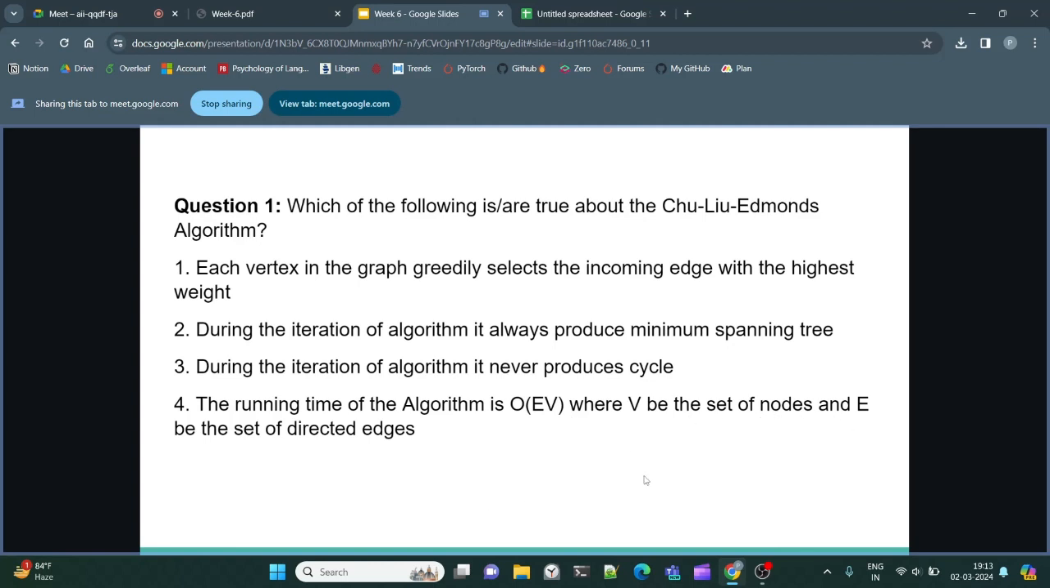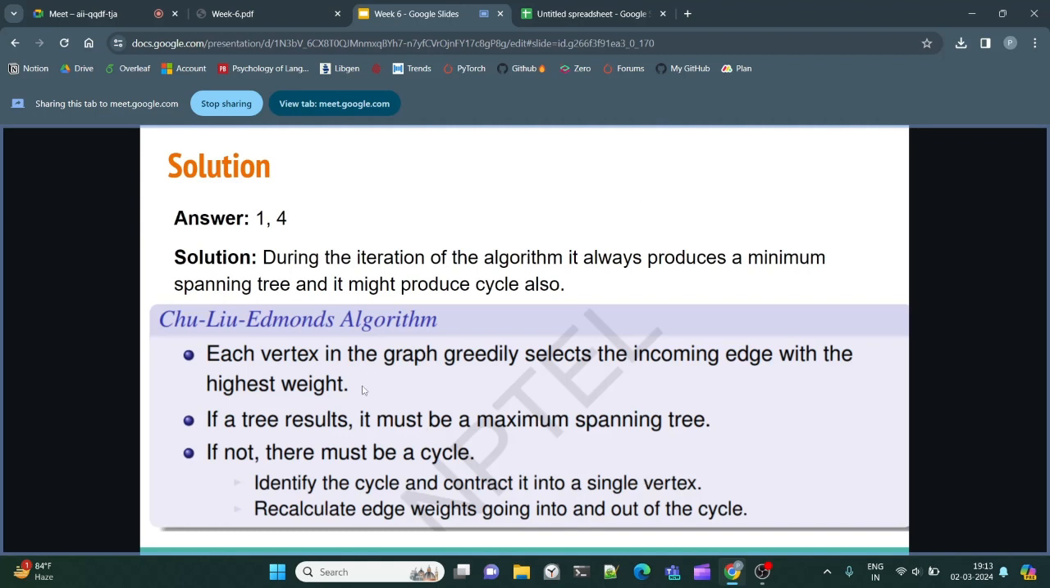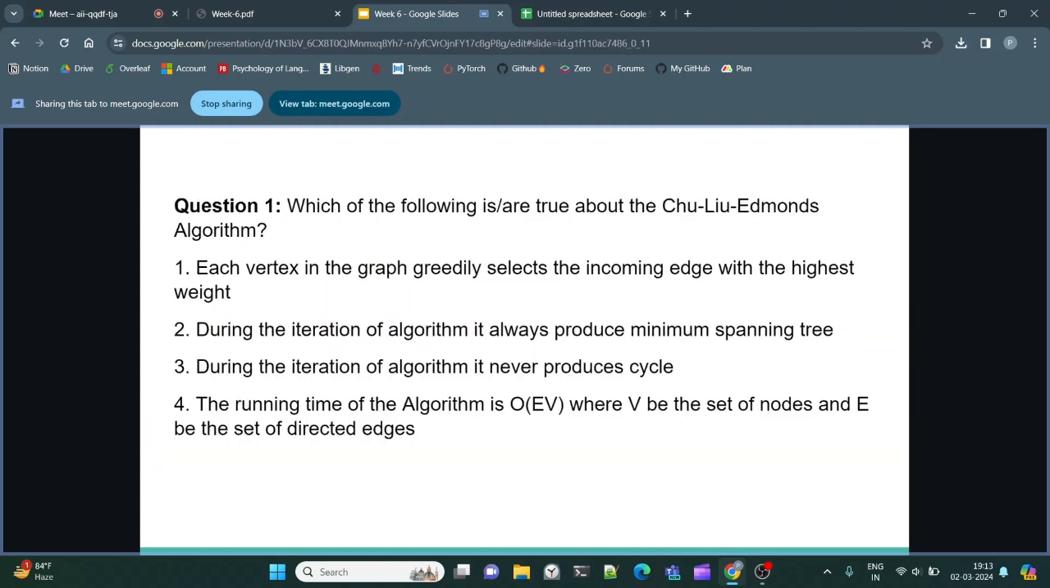So here, if we look at the first step, what we are doing for each vertex, we need to find the incoming edge which has the highest weight. So for each vertex, we need to go over all the edges that are present, and we need to find the one which has the highest weight. This is an order E time algorithm, and that needs to be done for each vertex. So we get an order E times V running time for the algorithm. So that gives us 1 and 4 would be correct, 2 and 3 are incorrect.